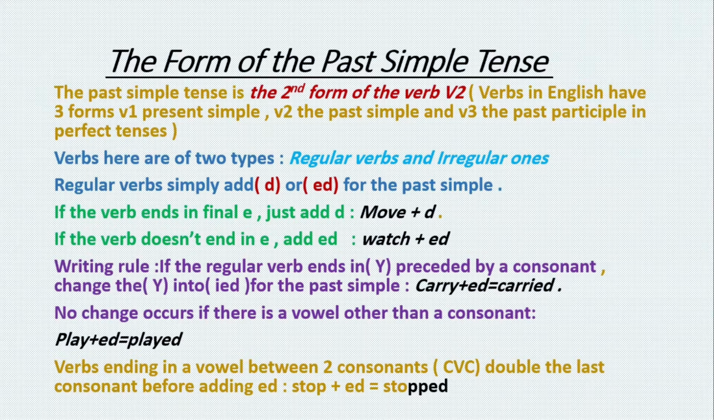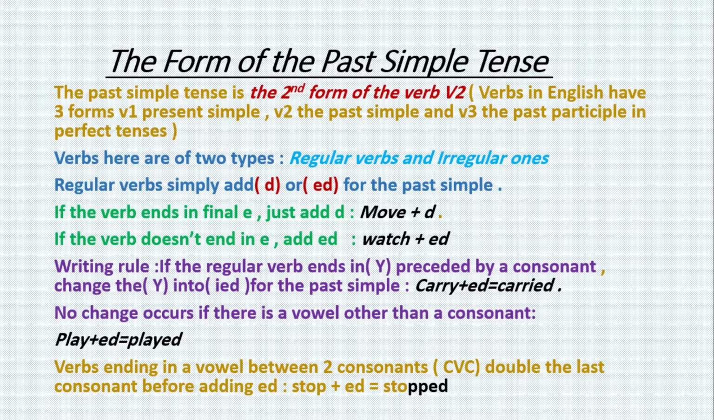Verbs ending in a vowel between two consonants: you can look at the last three letters of the verb. They follow this order: consonant, vowel, consonant. We mainly double the last consonant before adding ed, like stop. The final P is the consonant, and look at T, O, P, the last three letters: consonant, vowel, consonant.